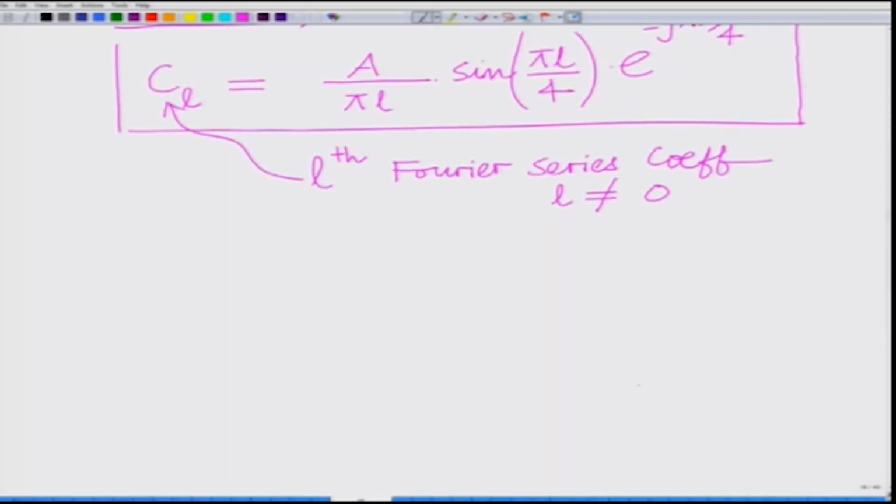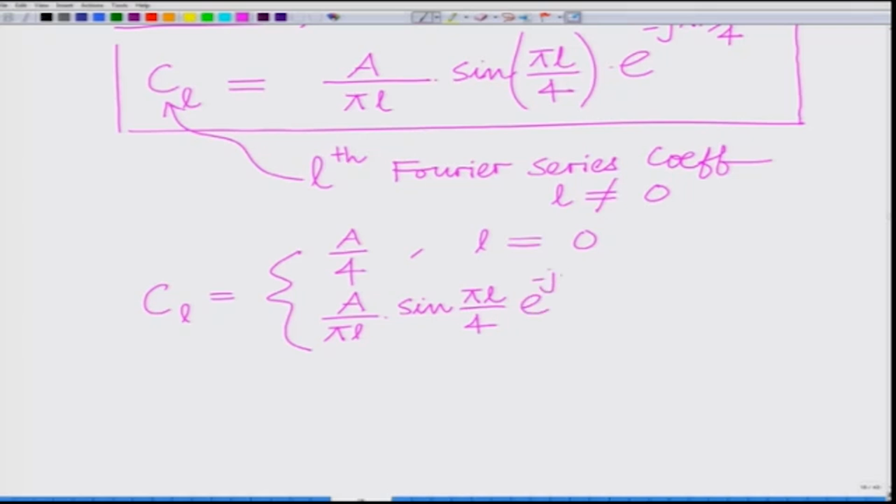So, now we can finally write C L equals A by 4 for L equal to 0, and C L equals A by pi L sin pi L by 4 e to the power of minus j pi L by 4 for L not equal to 0.